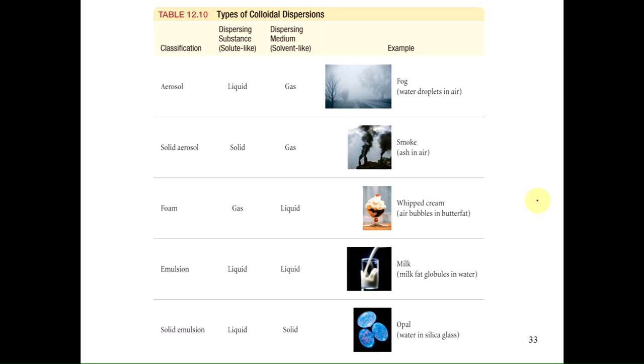So you can also have emulsions. So milk is an example of an emulsion. You have a liquid in a liquid. You have those fat globules suspended in the milk. So we have homogenized milk to make it nice and uniform.